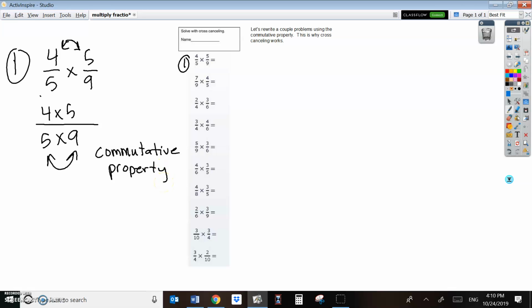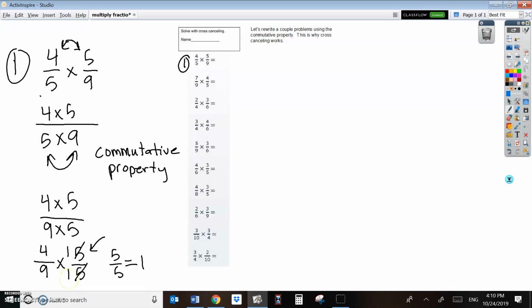So I'm going to change the order. 4 times 5 over 9 times 5. And now separate those again. Okay, this 5 over 5 equals 1. So we can cross those out and say they equal 1. Now 4 times 1 is 4. And 9 times 1 is 9.